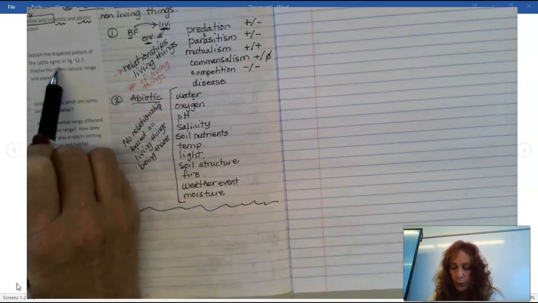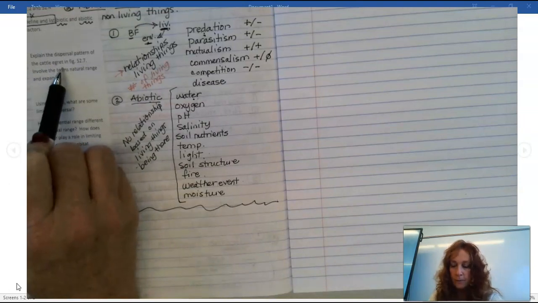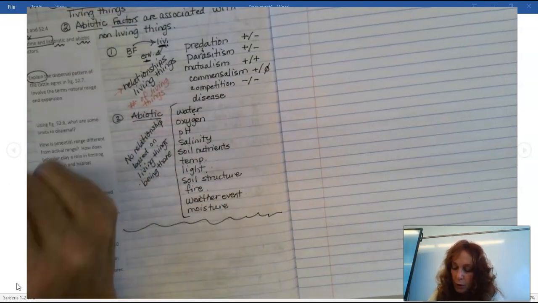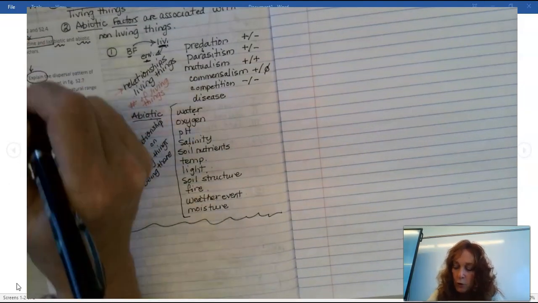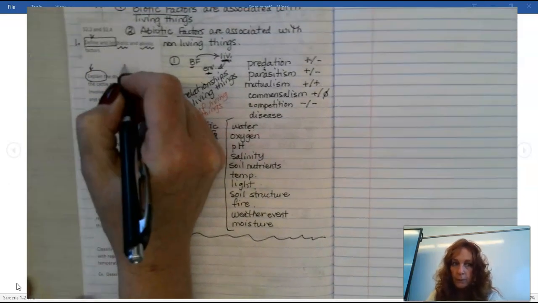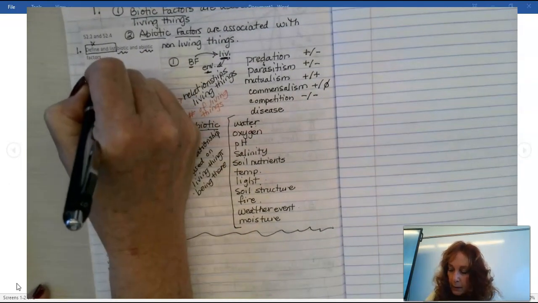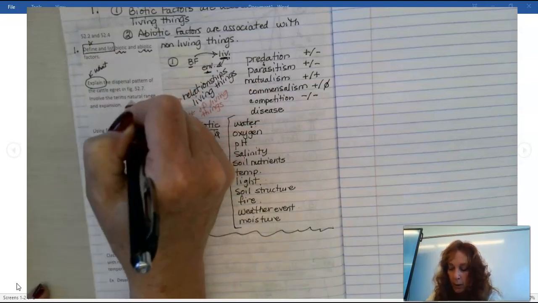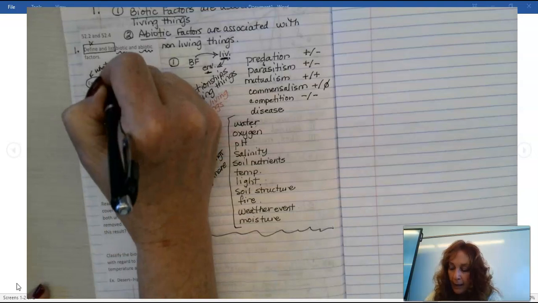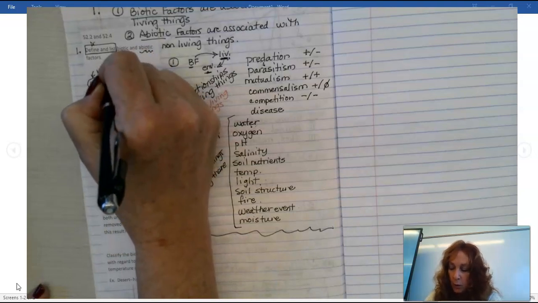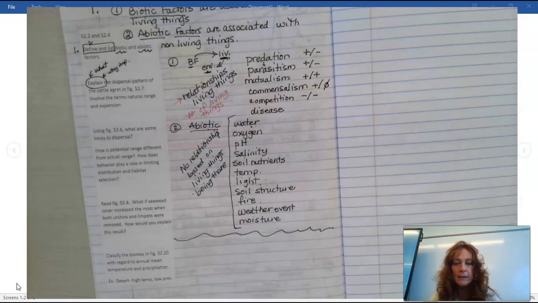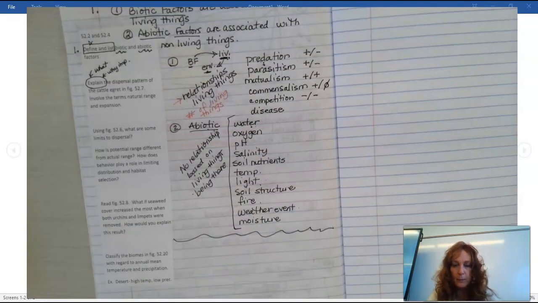They're just a bird that tend to follow herds of cattle. And it says, explain. So explain has two parts to it. The first part is you're going to tell what it is, what's going on, and then you add the why it matters. So why it's important.